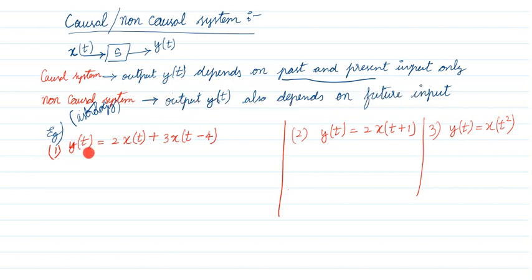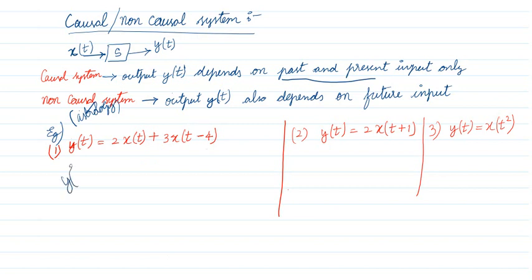Look at this. What is y of t? Output is equal to 2 times x of t plus 3 times x of t minus 4. So it is very clear, output at any time depends on the present input as well as the past input at t minus 4. Okay, so it is an example of a causal system. You can check it, right?